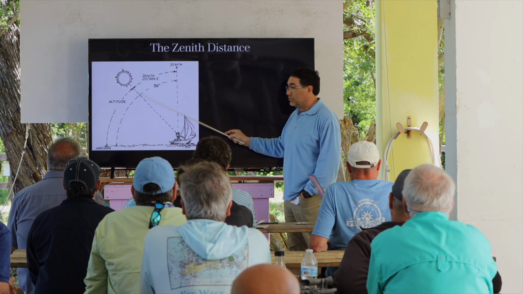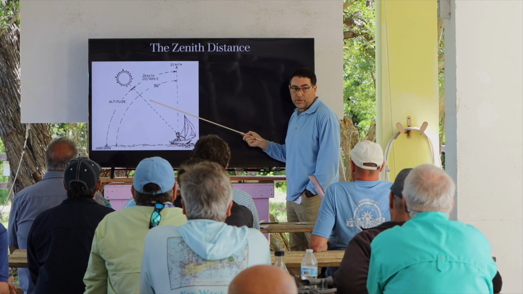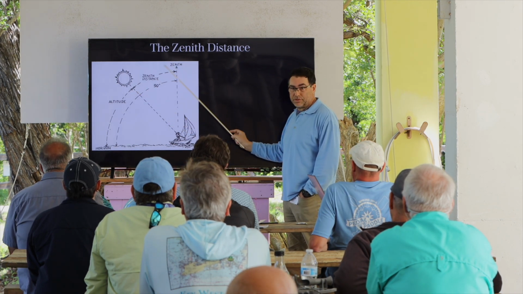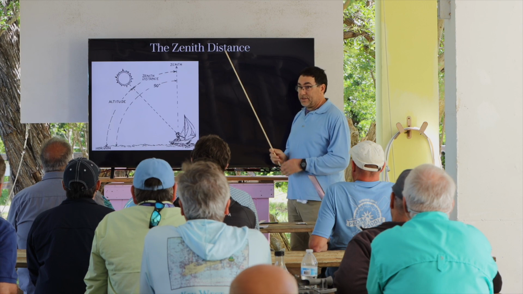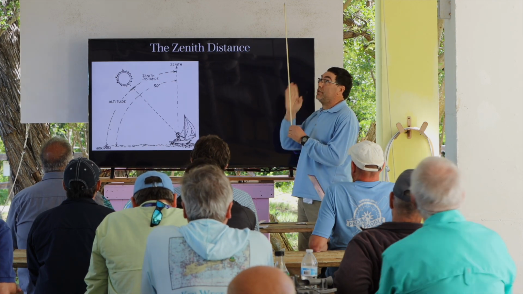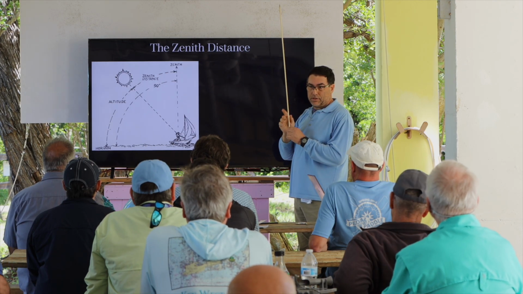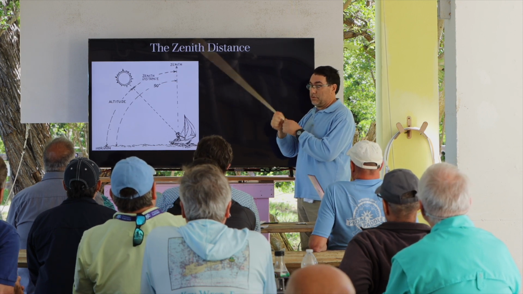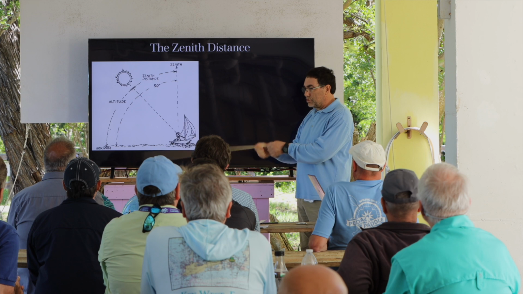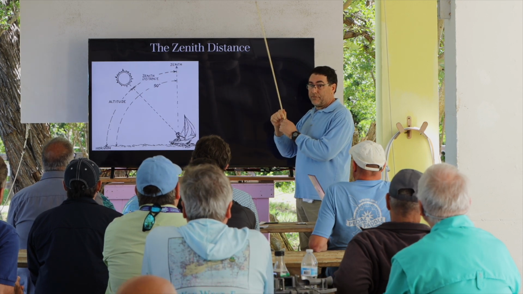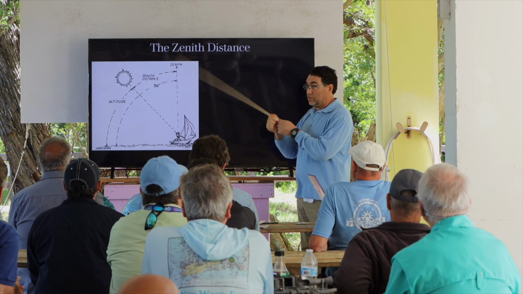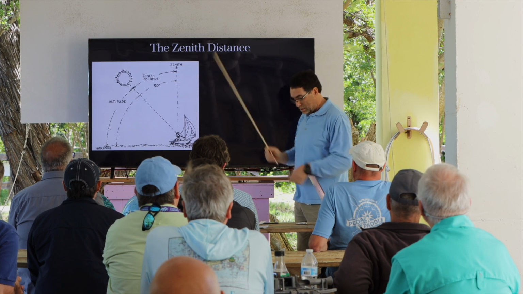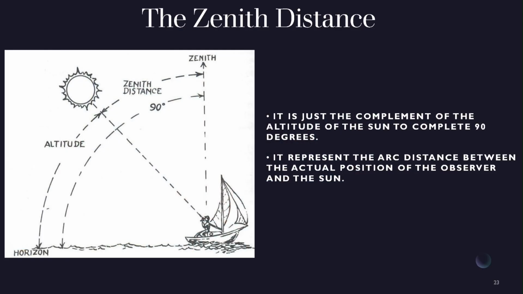How much? 40. 50 plus 40 is 90, okay? It's just the complement, okay? That's the only thing. It means the distance from your zenith. The zenith is the point right above you, right? So that is the distance from you to the sun, okay? This distance, okay? The altitude is this, okay? But the distance from where we are to there is this one, okay? This distance from zenith to the sun, okay? Which, as Randy said, is the distance.